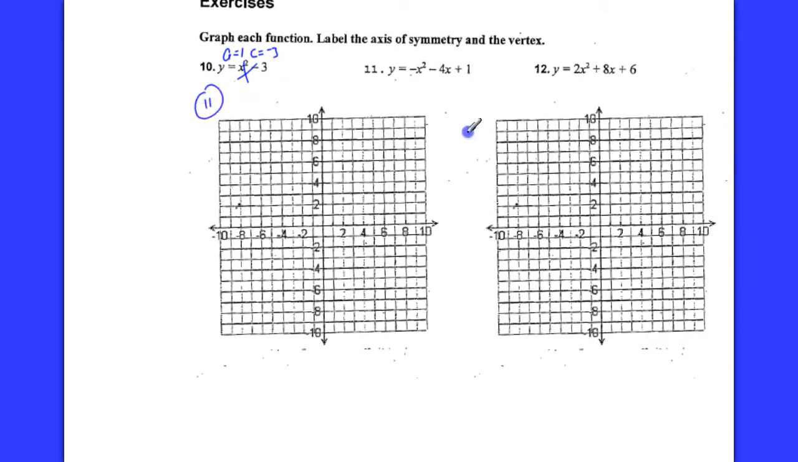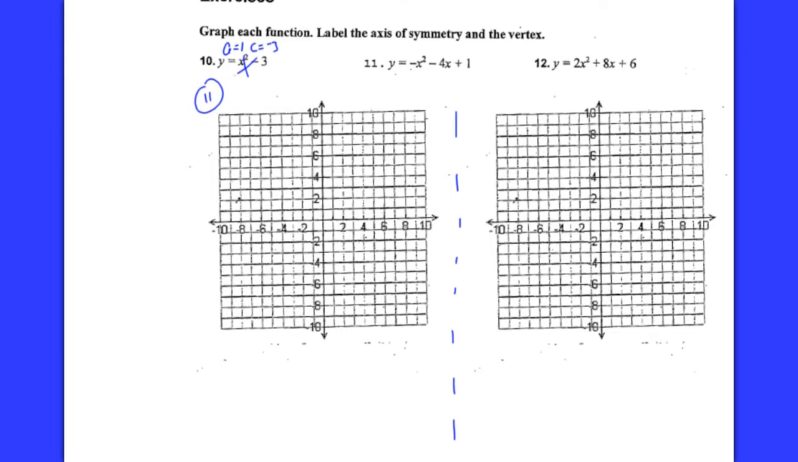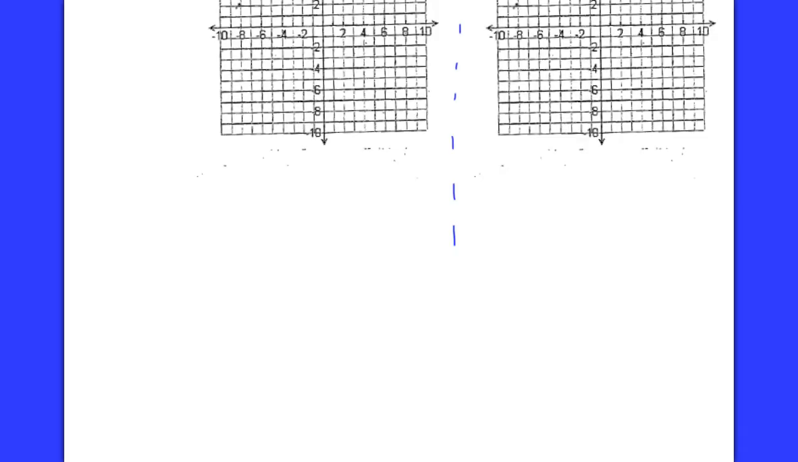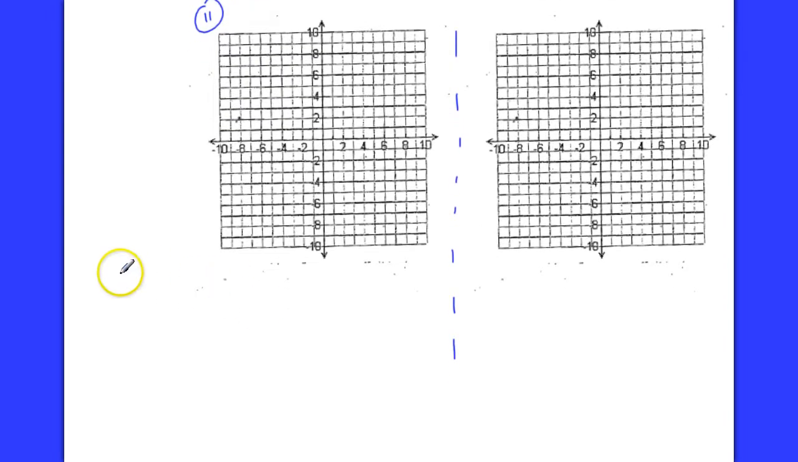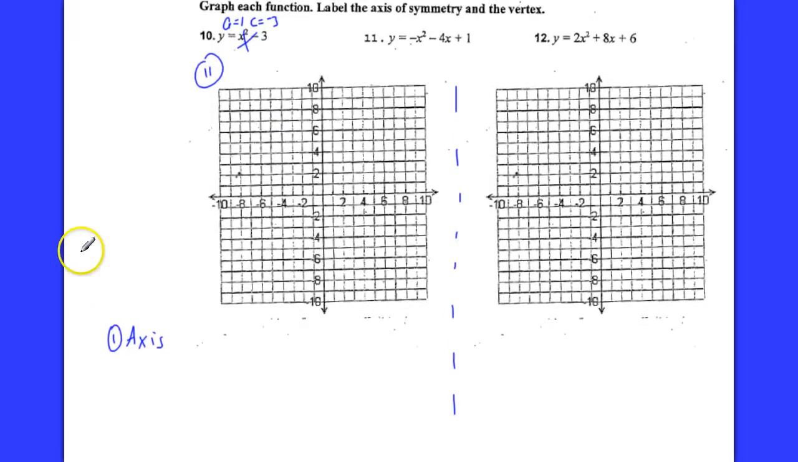So we're going to do number 11 here. And what I think I'll do is just divide up this page in 2. That would be good for you to do as well. And let's get to graphing things here. To create the graph, the first thing you have to do is find the axis of symmetry. And the equation is y equals negative x squared minus 4x plus 1.